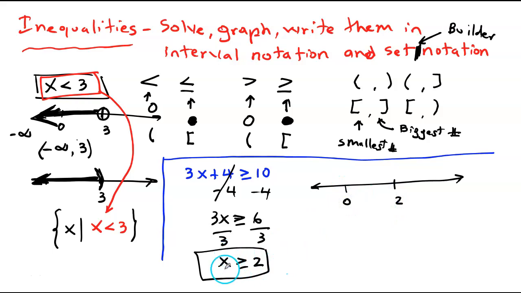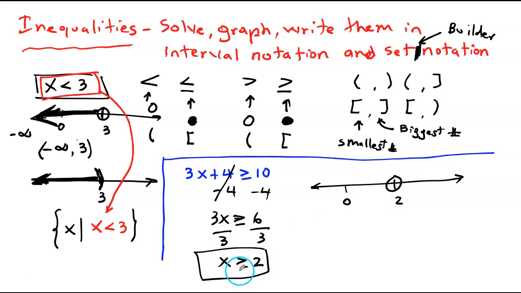Now let's read from the x. X is greater. It has the opening. X is greater than or equal to 2. So I come over here and make a circle. Greater to the right. But now I need to make sure that I know I have x is greater than or equal to 2.